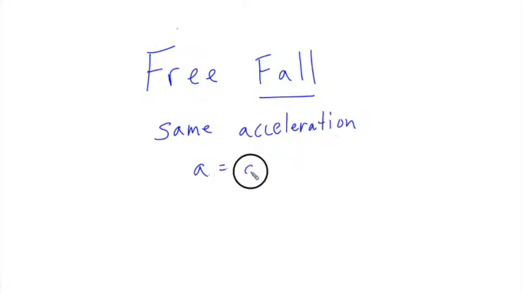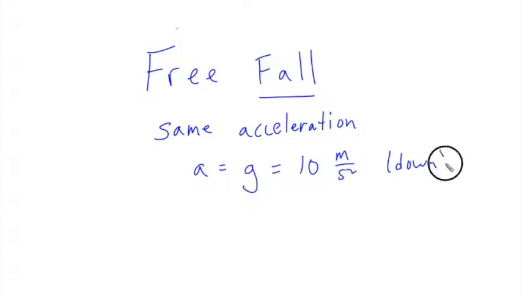Here's the quick recap for free fall. Free fall is when objects are falling, going downward, and they all fall with the same acceleration. That acceleration is called g, and it's always 10 meters per second squared downward.